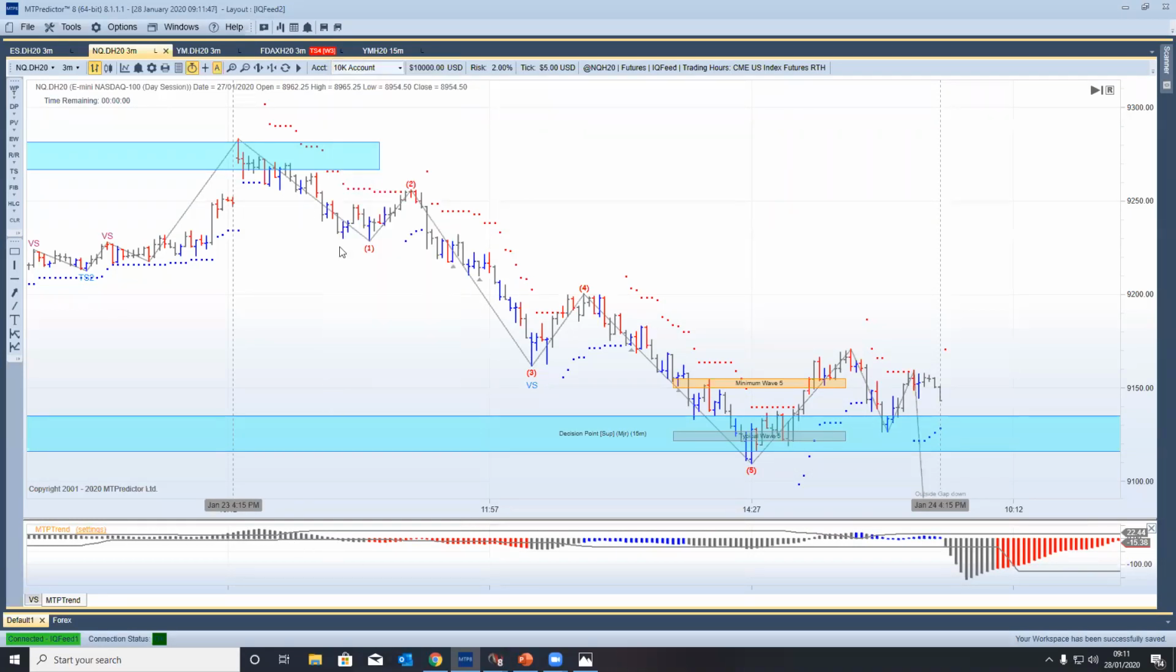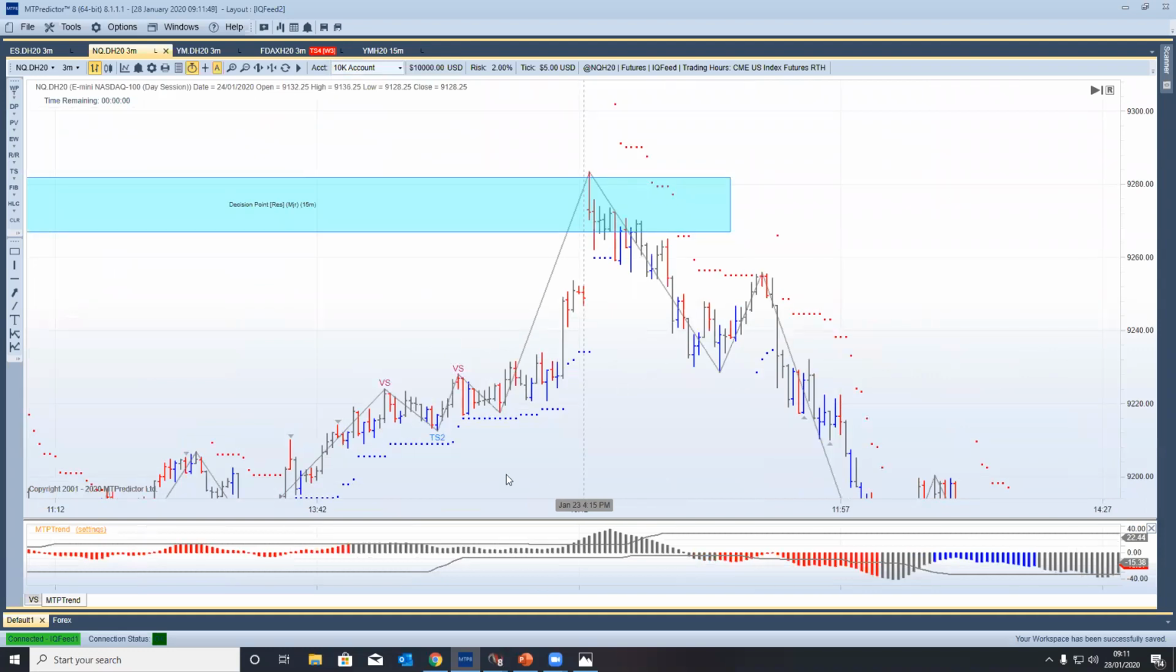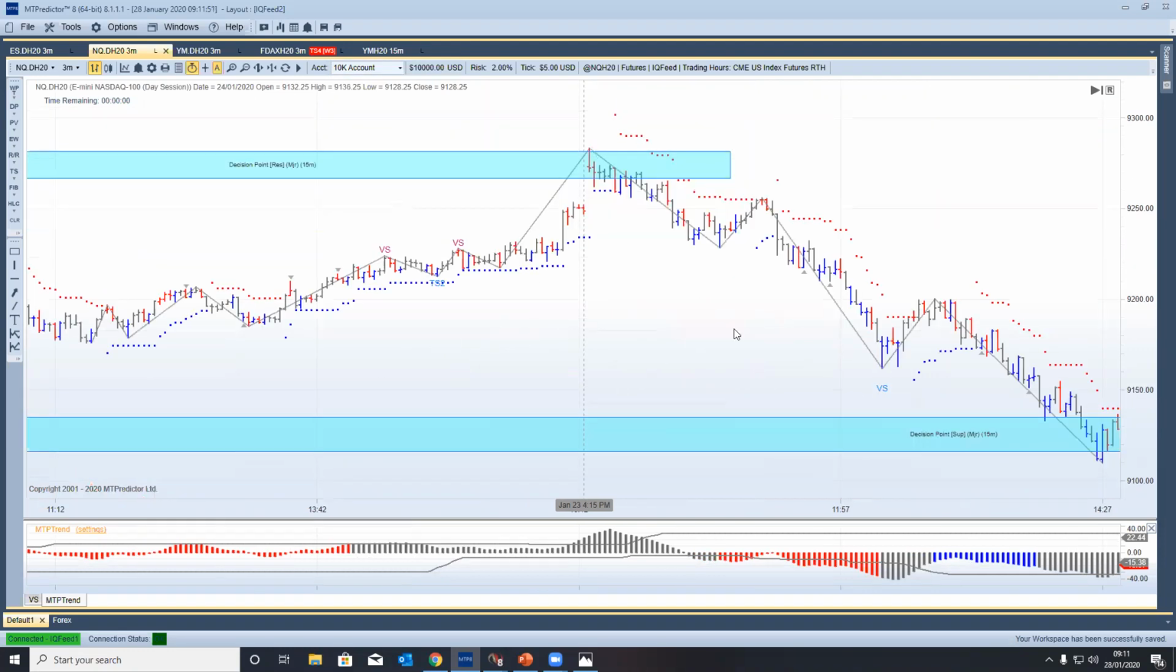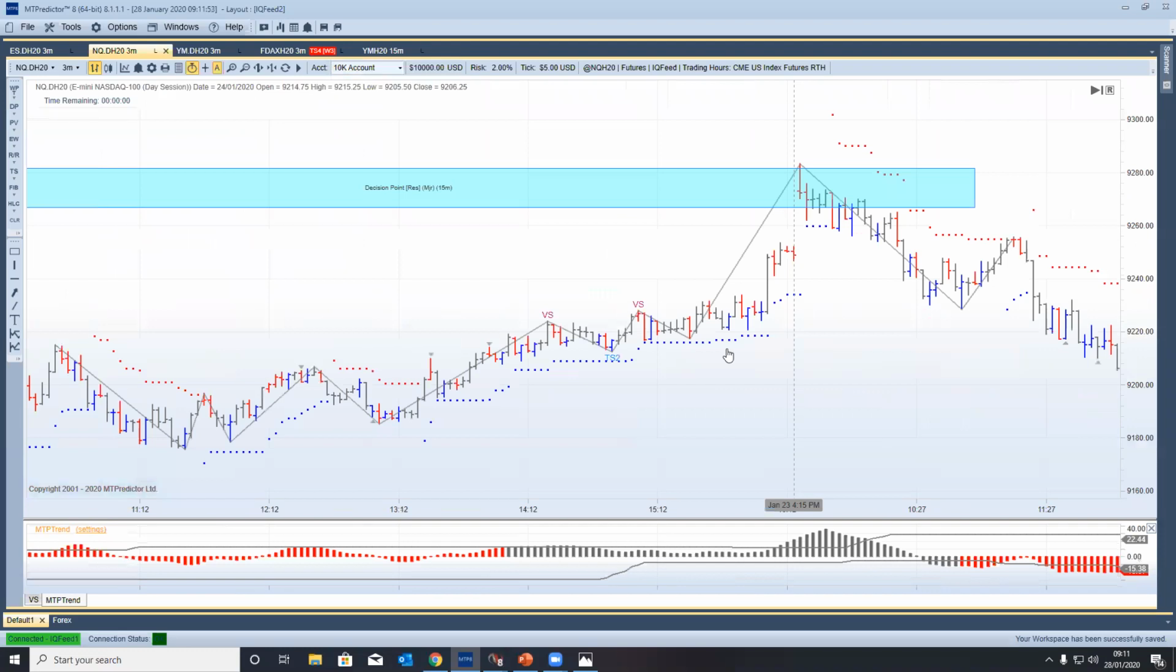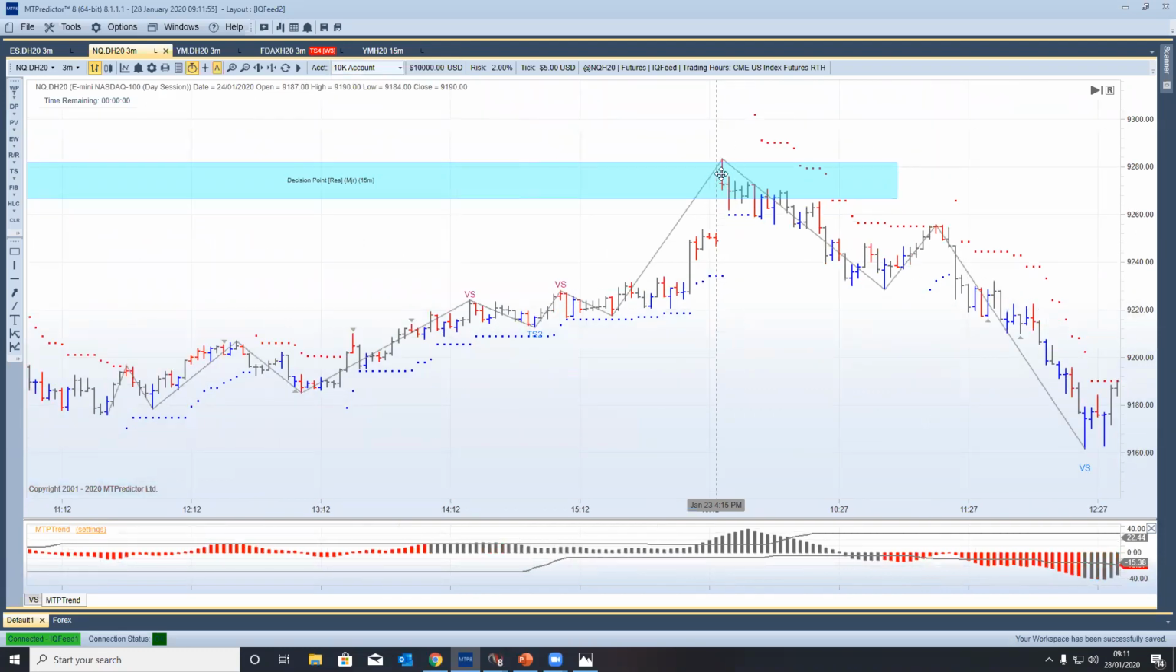Compare that to if you just click on any old pivot on a chart. Like if I go back to, say, this pivot high, if I right mouse click here and do Elliott wave intermediate, this is where people use MTPredictor incorrectly. It's because they don't understand what I've said in the last 15 minutes. Here you can see, oh, it's telling me it's a wave 1, 2, 3. It's a wave 3 here.